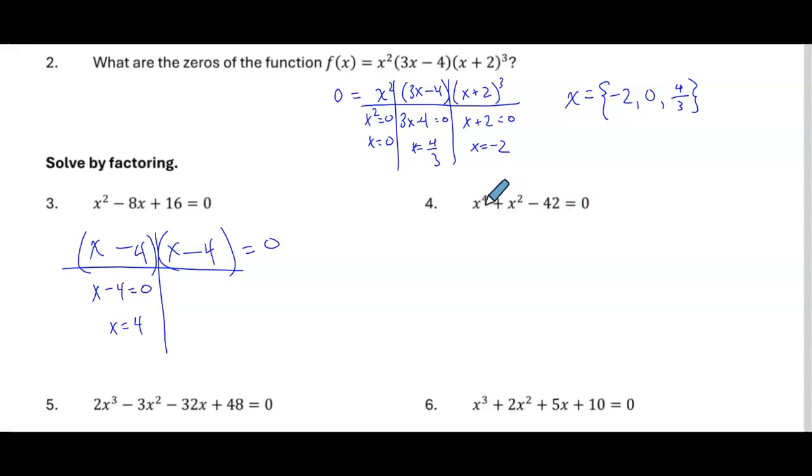Okay, now to get a fourth power, you look for any common factors. There's no GCFs here, so we're just going to go with the double binomial version. And to get a fourth power, I need a square and a square.